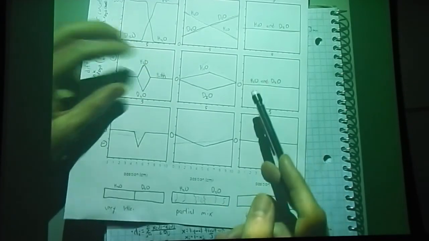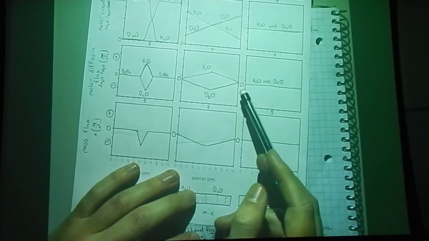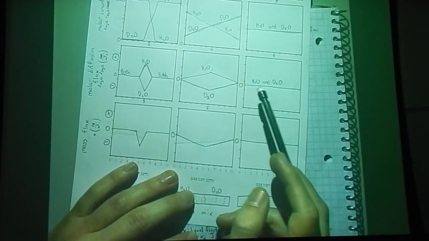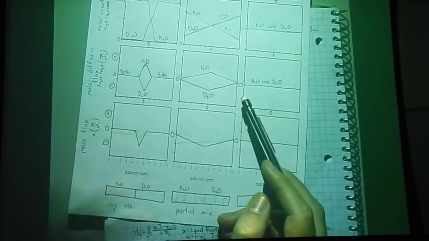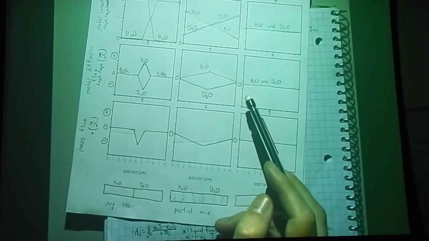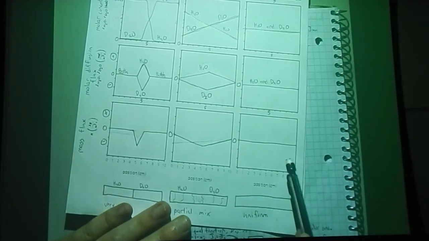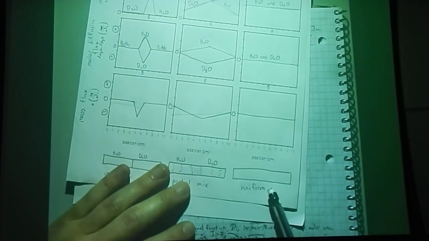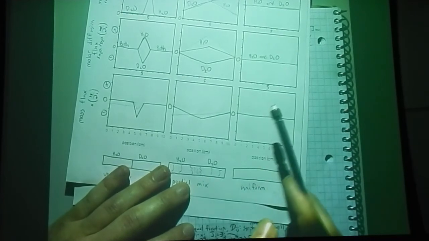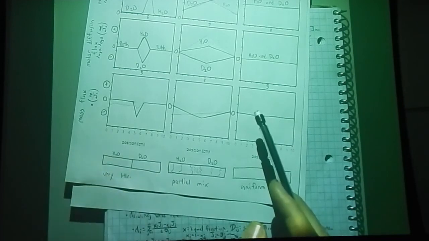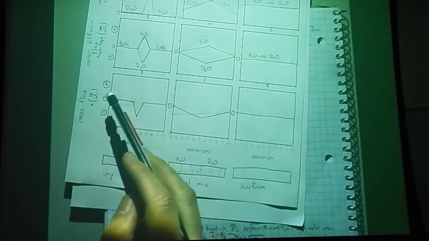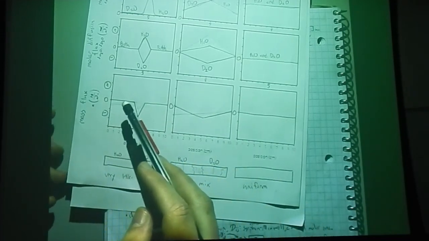And so yeah, now the molar diffusion flux is going to be 0 for both, because there's no more mixing going on. They're fully mixed. There's nothing else changing in the system. And finally, the mass flux. The mass flux is going to be 0, because there's no more mixing going on, so there's no more change. And so the rate, because once again, flux is a rate, the rate is 0.